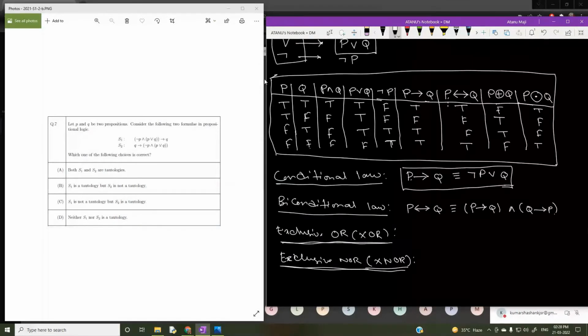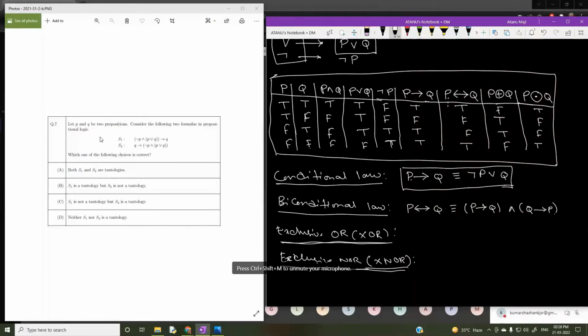So if you can remember, any proposition or expression, you can easily get the output of that expression by using the truth table. Like one such question you can see here on the screen, on the left side. Two expressions are there, S1 and S2.